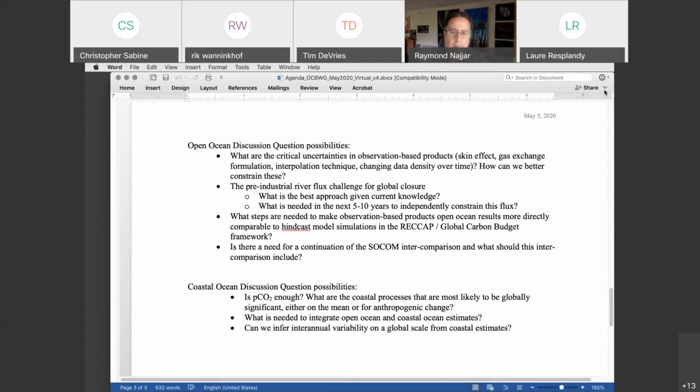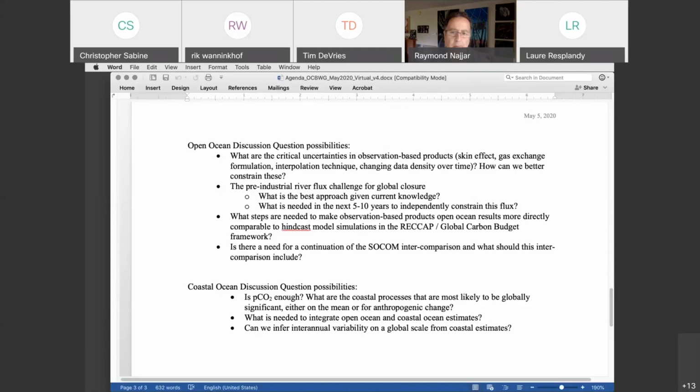Okay, going on: pre-industrial river flux challenge for global closure. What's the best approach? One could frame this as what's the number we should use given the current knowledge. 0.45 has been used for a long time, and 0.78 is a new number. I think there's a lot to talk about there, including the degree to which the new estimates from Robert help us to close that gap or not. Ideally we would have some more independent constraints on this flux, and it would be great if we could propose what we would do to come up with better constraints on it. So I would love to have some conversation about that. Any further thoughts on the river flux challenge, as I call it? Okay.